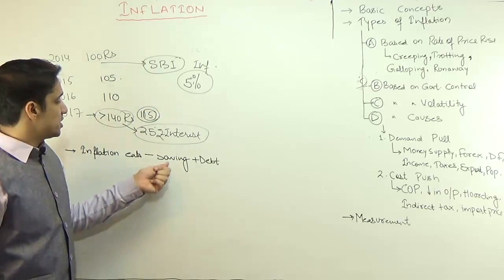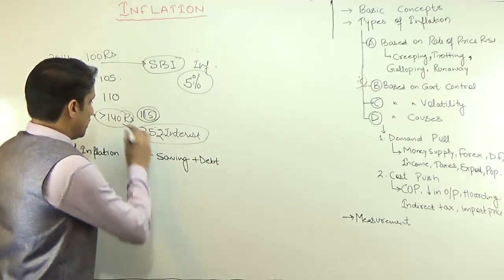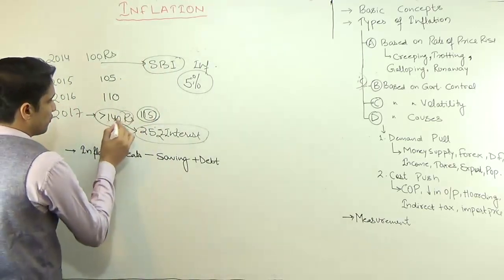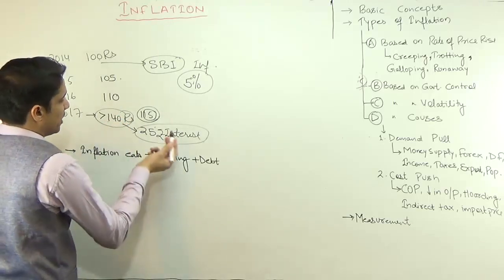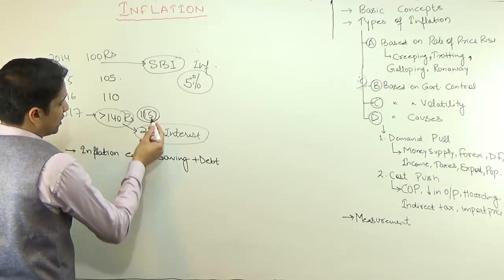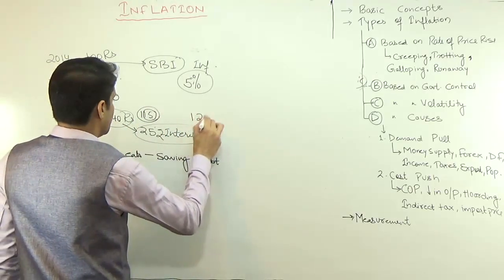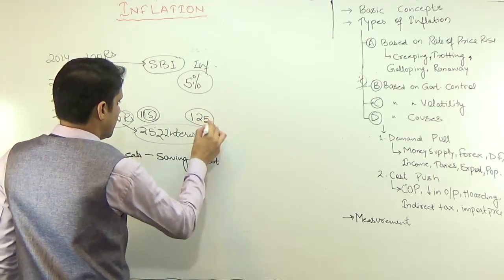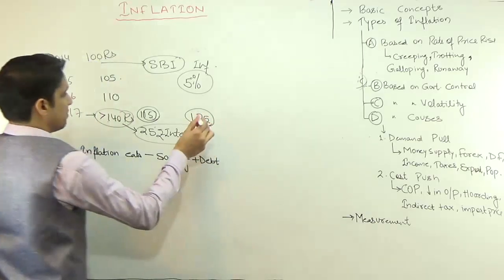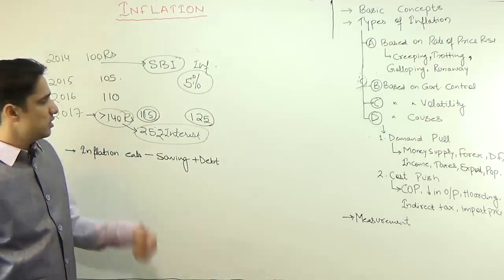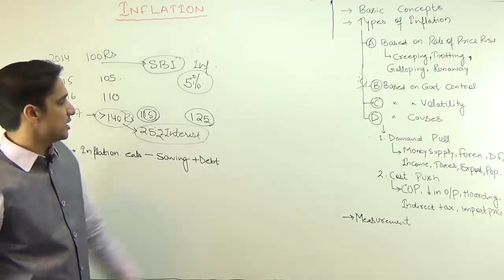So it eats savings. Suppose you have invested 100 rupees, ideally it should become 140, but it has not become 140. It is 140 minus 15, which means 125 rupees is the actual value. That is also known as the real rate of interest, we'll discuss it later on.